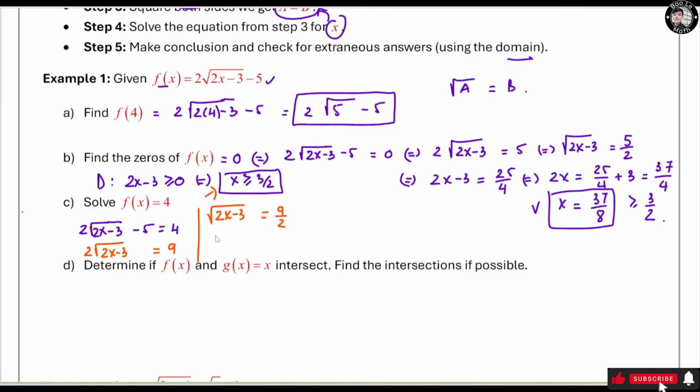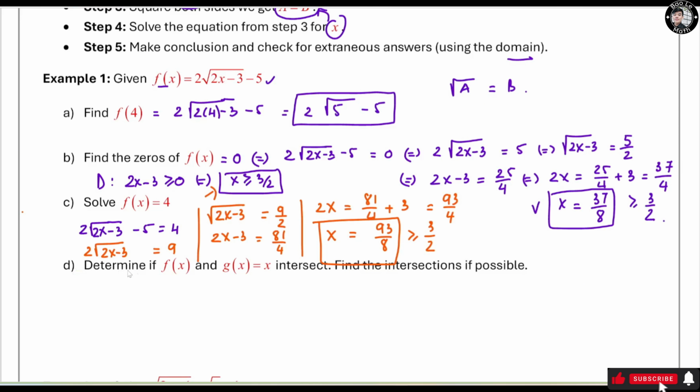And we square both sides, it could be 2s minus 3 equals 81 over 4. We are going to add 3 to both sides. It could be 2s equals 81 over 4 plus 3, and it's going to be 93 over 4. And divide both sides by 2, so s equals 93 over 8, which is greater than or equal to 3.5. So this one is the solution.